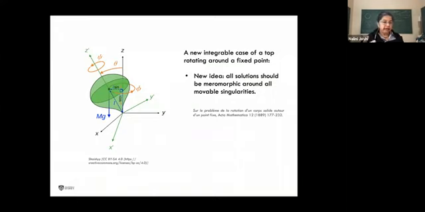By observing the fact that these earlier cases had been solved through elliptic functions, she imposed a new idea. She asked whether there were cases for which all solutions could be meromorphic around all movable singularities. Movable in this context means that the position of the singularity is changeable as a function of initial values given for the motion.